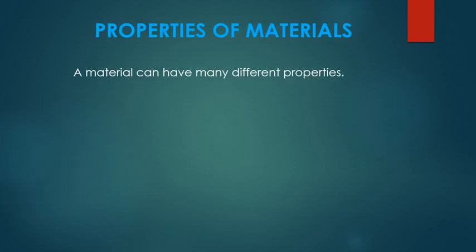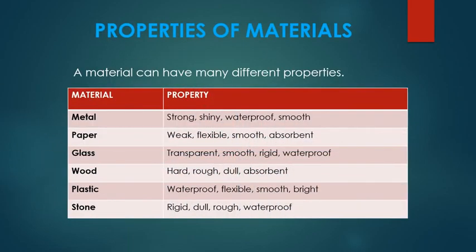It is important to know that materials don't just have one property. Let's take the case of these materials I've just listed here in the table. Metal. Metal is strong, like we've just seen, but metal is also shiny. It's also waterproof and it's also smooth. Paper. Paper is weak, like we've just seen before, but paper is also flexible, it's also smooth, and it's absorbent. Glass is a material that is transparent, smooth, rigid, and waterproof, and we have all these other materials I've listed here.